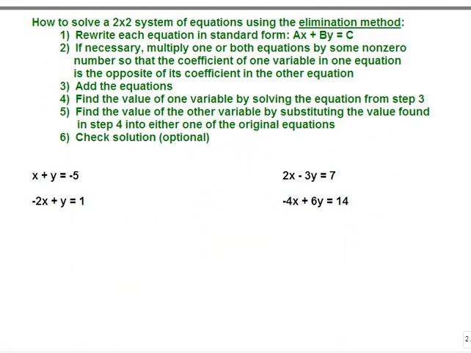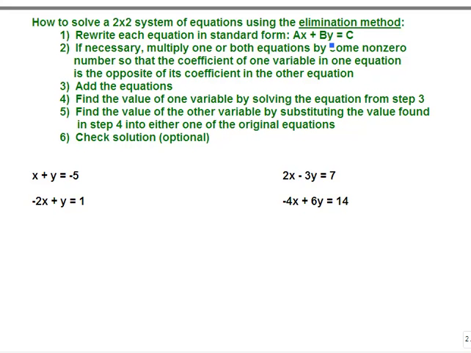Okay, so we've talked about the graphing method, we've talked about substitution method, now we're going to talk about the method called elimination. Now, elimination is a really useful method. We're going to use this not only to solve 2 by 2 systems, but also 3 by 3 systems. And it's really useful because most of the time your equations are probably going to be written in standard form, which is that pretty form, ax plus by equals c.